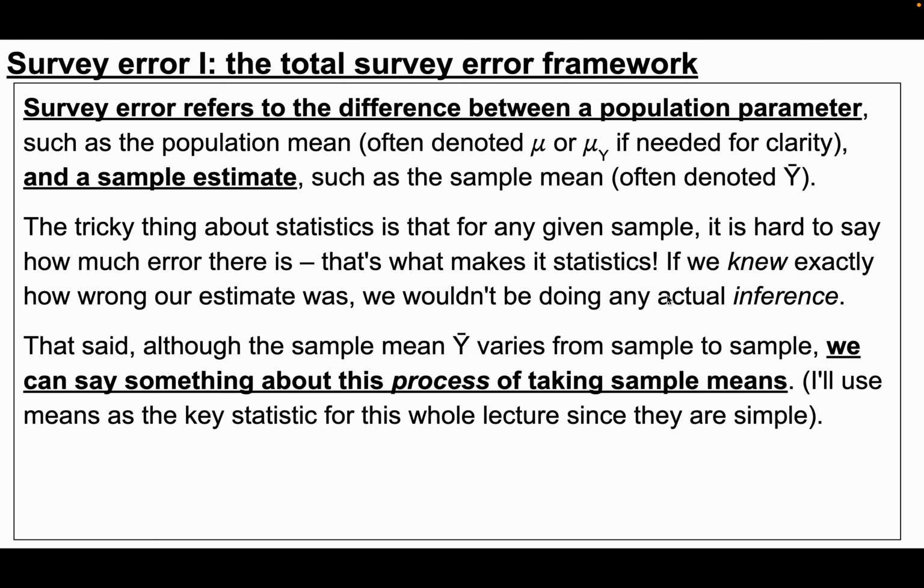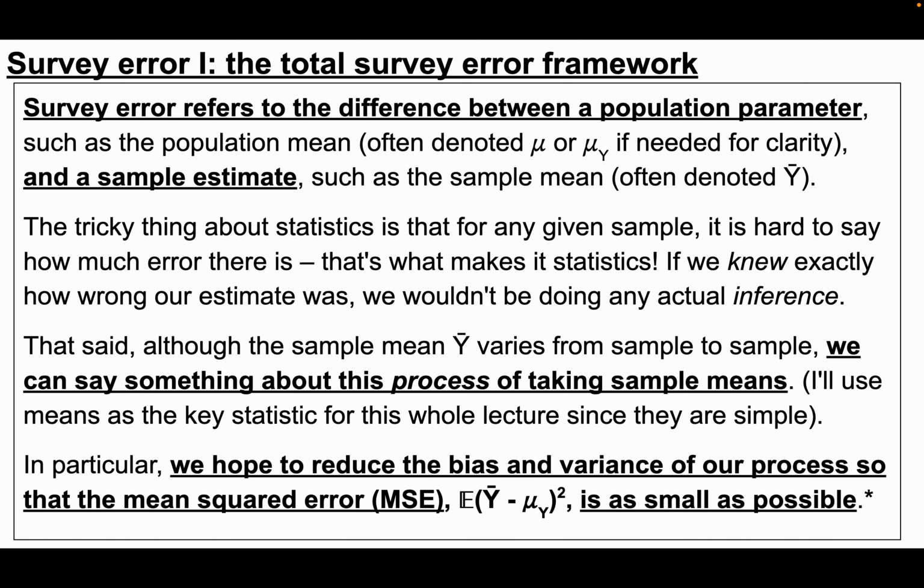So we don't know the error for any individual sample, but we can refer overall to the error of the process. In particular, what we're going to hope to do is reduce the bias and the variance of our process so that the mean squared error, MSE, which is written like this, is as small as possible. This tells us the average of the squared difference between the sample means and the population mean.